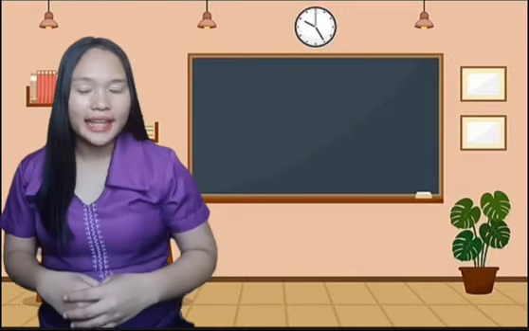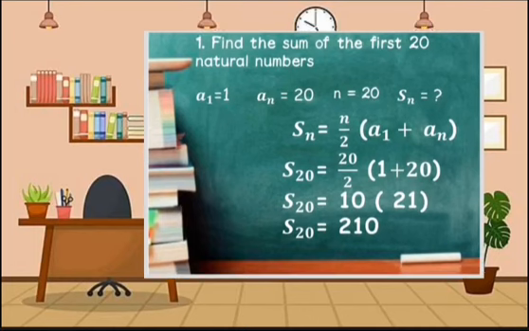Now, let's take a look at this example. First, find the sum of the first 20 natural numbers. We have now our a sub 1 is equal to 1, our a sub n is equal to 20, our n is 20, and we have to find our S sub n. We can see here that our first and last term are given. So the formula that we're going to use is S sub n is equal to n over 2 times the quantity a sub 1 plus a sub n.